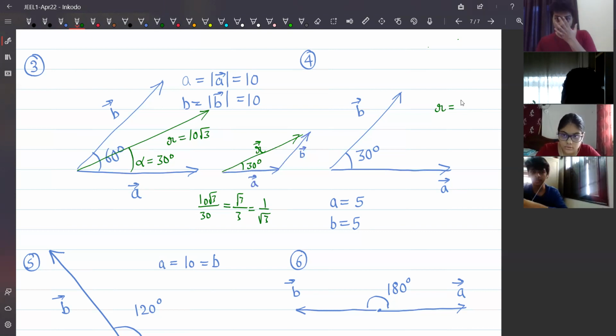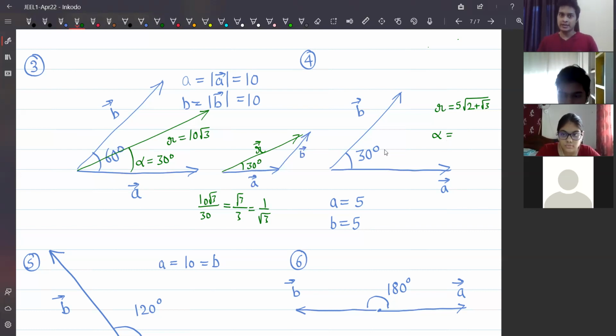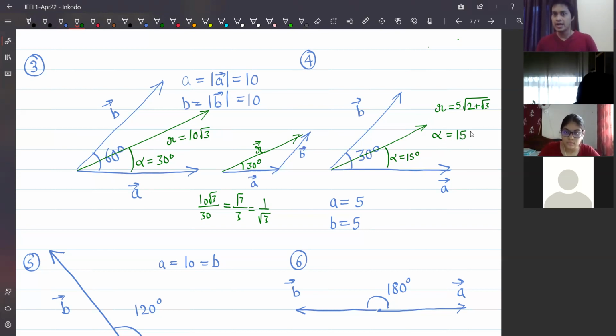Nirmit, what's your answer for question number 4? Sir, 5 into root of 2 plus root 3. That seems correct. Cos 30 will be root 3 by 2. For tan alpha, there will be a complicated value that we cannot calculate directly. But as I said, alpha is half of 60 here, because both of them were equal. So here it will be half of 30 degrees, that is 15 degrees. You would have calculated tan alpha using the formula, but alpha here would be half of 30 degrees.